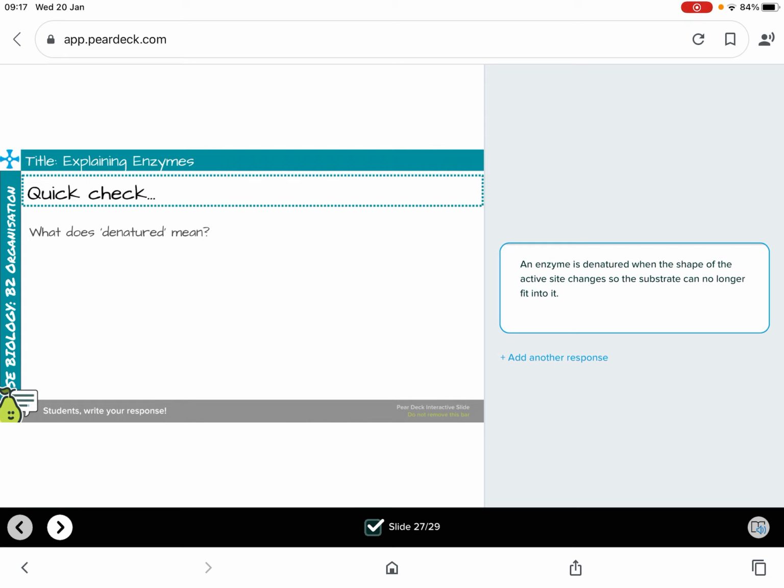What did denatured mean? An enzyme is denatured when the shape of the active site changes so the substrate can no longer fit in it. 2 ways an enzyme can become denatured, so high temperatures and extremes of pH. So by extremes, I mean like pH 1, pH 2, and then pH 13 and pH 14. However, as we saw from that graph with the 3 different enzymes, if you were best at pH 12, then an extreme for you could be 8, because that would be too low for you to work in.